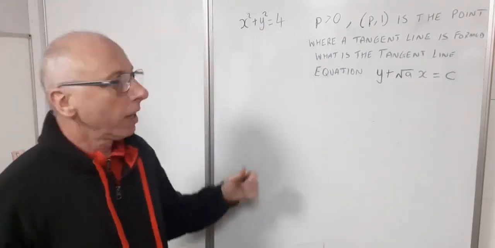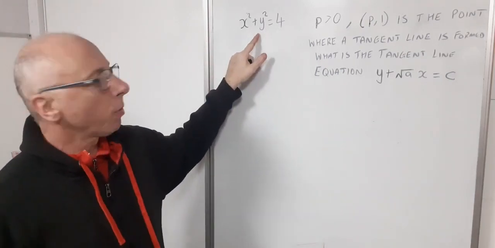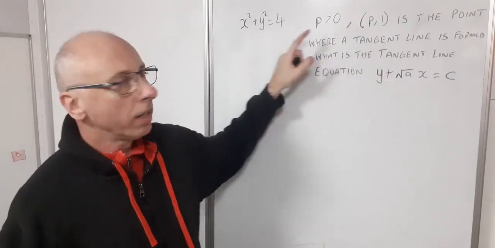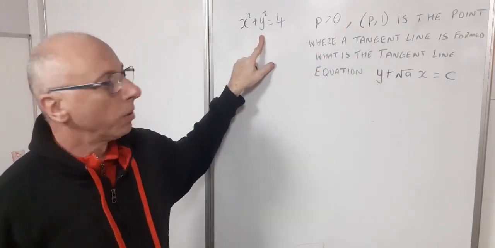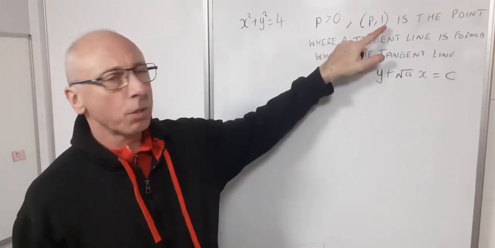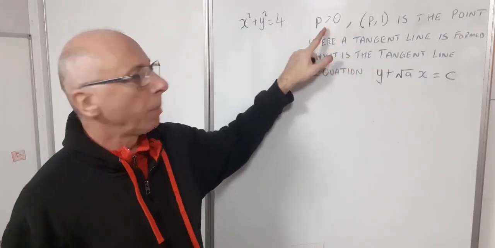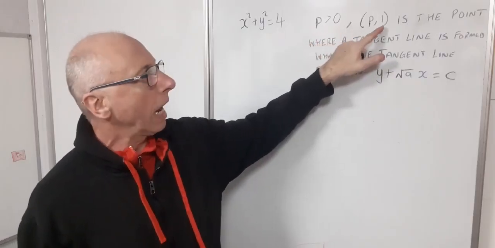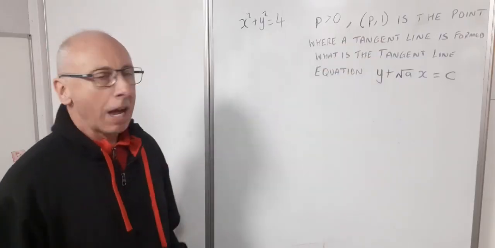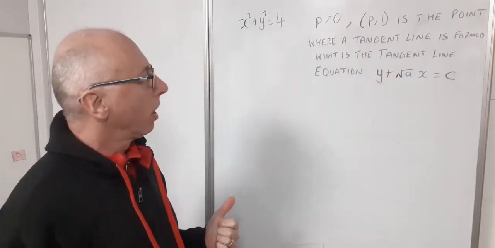So in this question here, we've got x squared plus y squared equals 4, and then we need to find a tangent line which touches this circle. The point where the tangent line touches the circle has these coordinates p, 1. P is greater than 0 at the point where y equals 1. That's what we're interested in, and we want to find the equation of that tangent line.